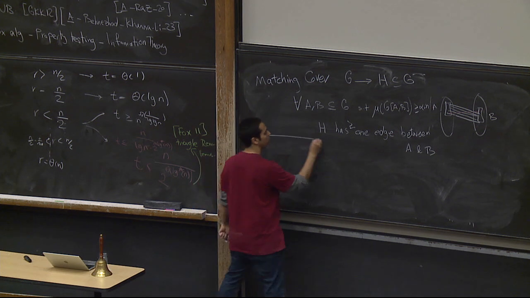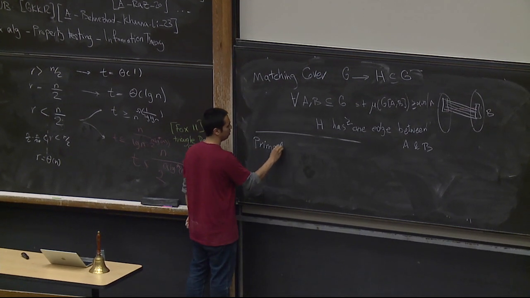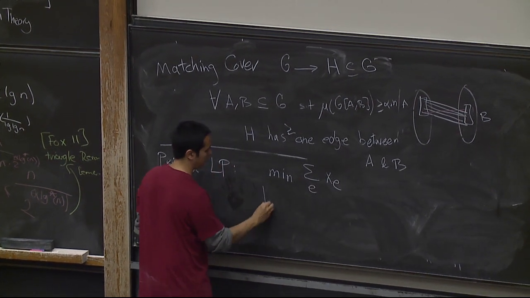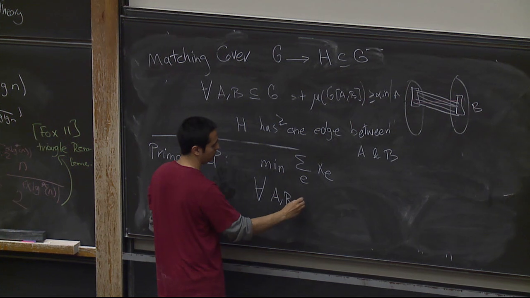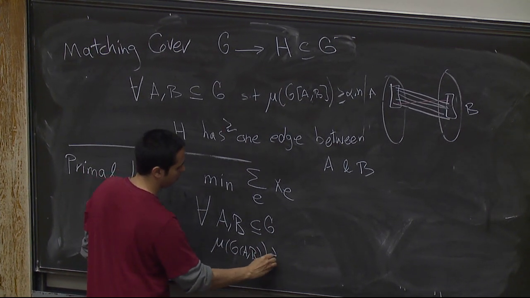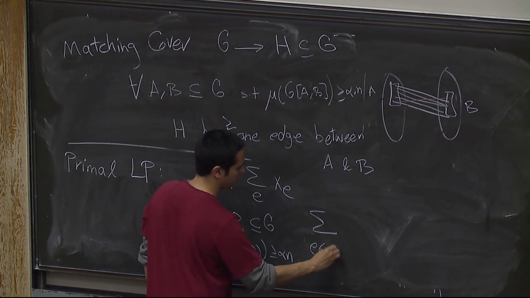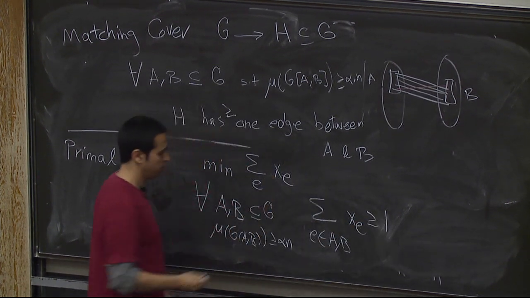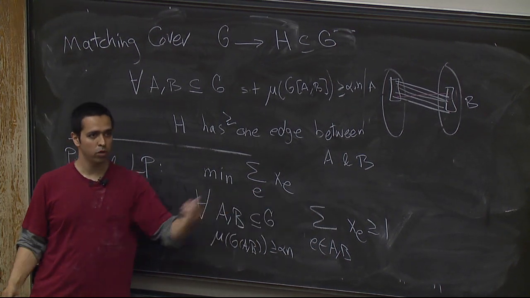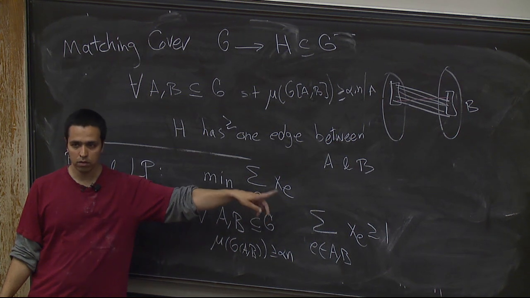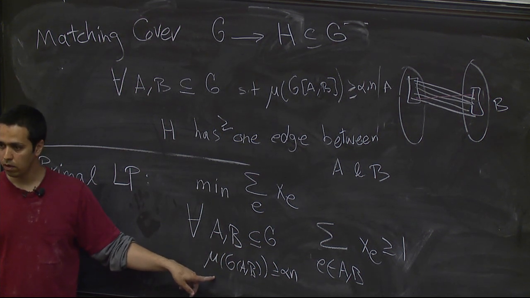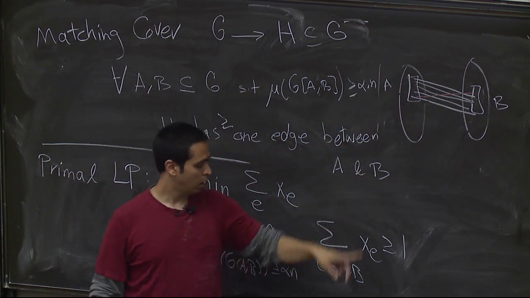Okay. So what is a linear program here? Let me write the primal LP. Minimize. So I wrote the following exponential size linear program. I have a variable for each edge of my graph. I want to pick my edges such that, what is my condition? Look at each large matching in my graph: from the edges that are between its endpoints, I want to have picked at least one.